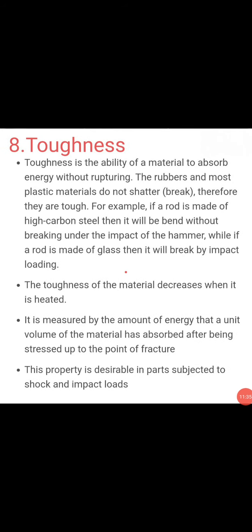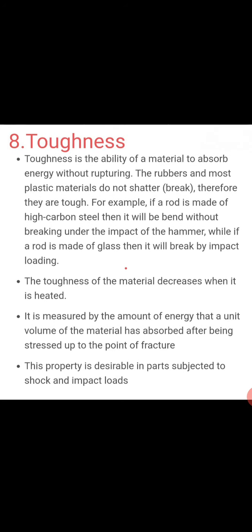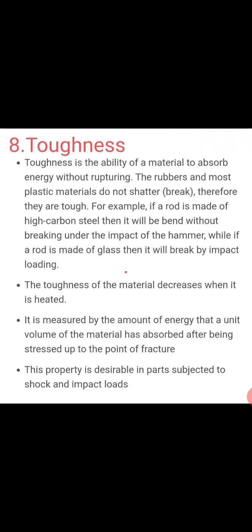Next is toughness. It is the ability of a metal to absorb energy without rupture. For example, rubber and plastics do not shatter or break, so they are very tough. For example, if a rod is made of high carbon steel, it will bend without breaking under the impact of a hammer, while if a rod is made of glass, it will break by impact loading.